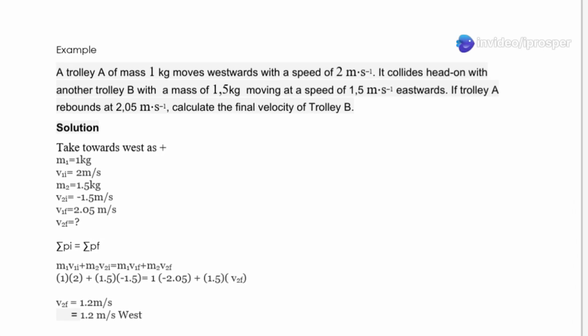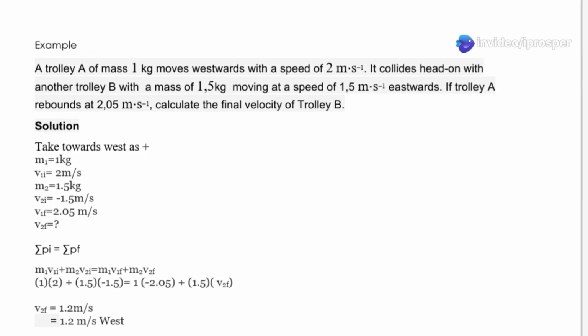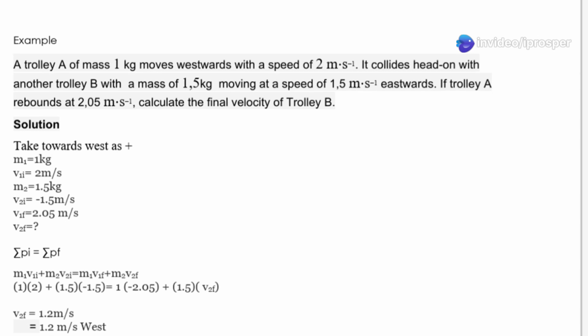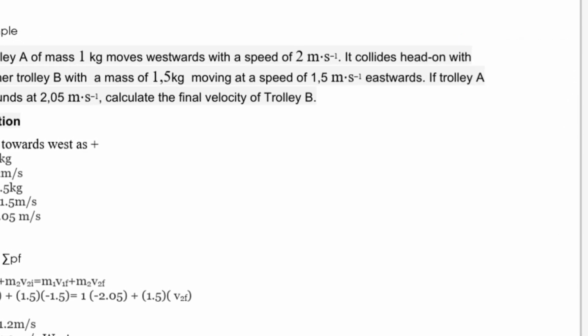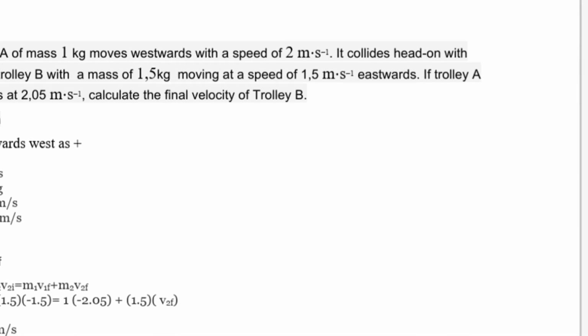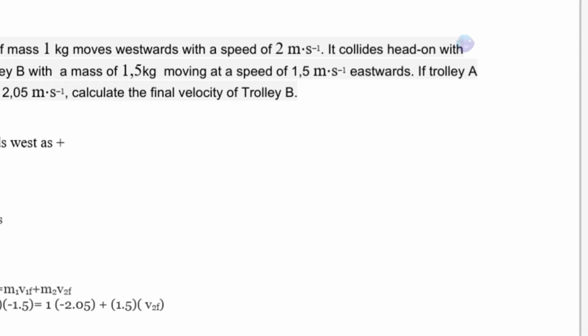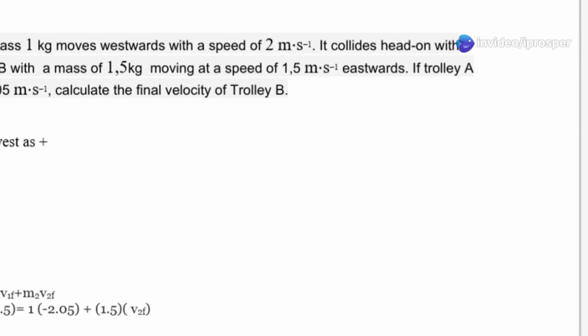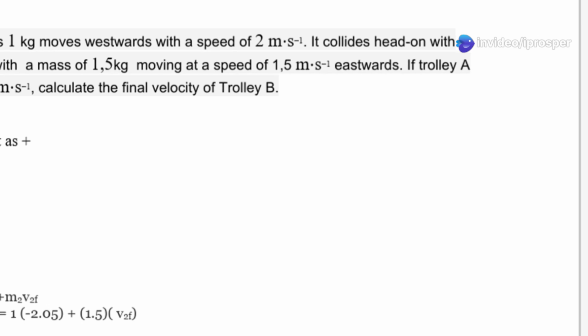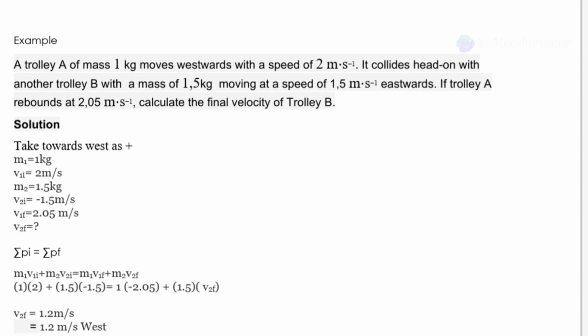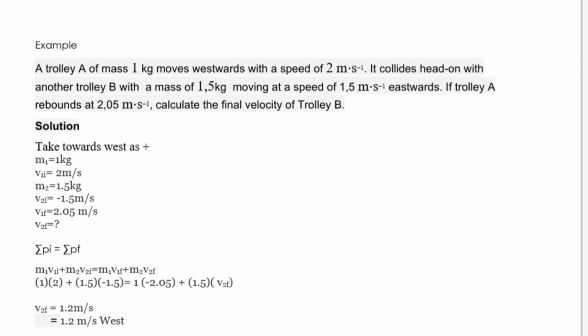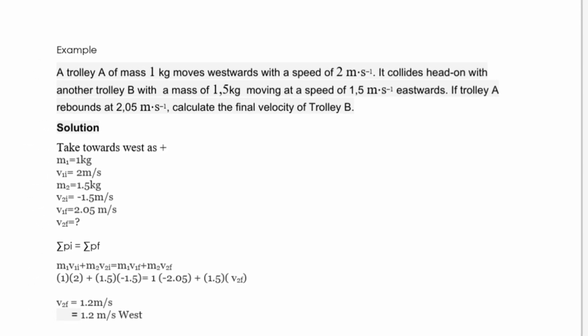Sigma pi equals sigma pf. Mass 1 times initial velocity of mass 1 plus mass 2 times initial velocity of mass 2 equals mass 1 times final velocity of mass 1 plus mass 2 times final velocity of mass 2. 1 times 2 plus 1.5 times minus 1.5 equals 1 times minus 2.05 plus 1.5 times final velocity of mass 2. Final velocity of mass 2 equals 1.2 meters per second, which equals 1.2 meters per second west.